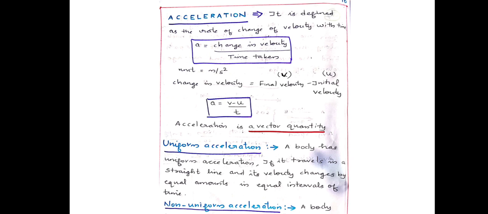So what is uniformly accelerated motion? Underline that statement: the object is said to be moving with a constant acceleration, which means the change in velocity of an object in each unit of time is constant. I hope it is clear.